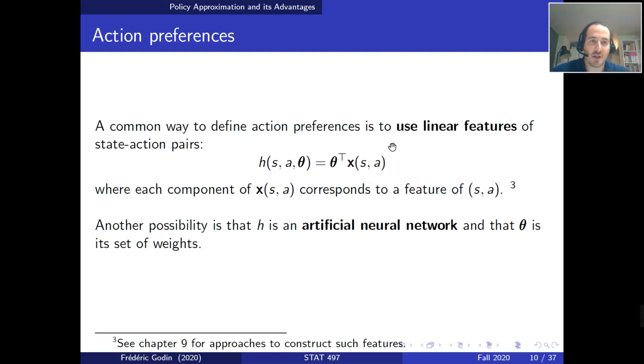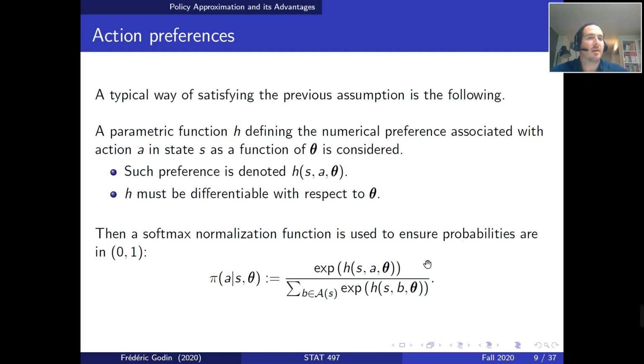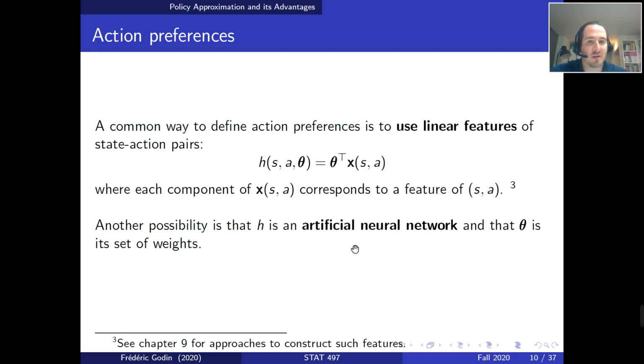Another way to do this, which is becoming increasingly popular in practice nowadays, and many people within the reinforcement learning community are doing this, is to set H as an artificial neural network. H could be a neural network and theta could be the weights of the neural network. So if we go back one slide, if you have neural networks with linear outputs, then you can apply a last softmax operation to ensure that the outputs of the network are between 0 and 1. This is very common in the neural network literature: using this softmax normalization at the end to ensure your outputs are bounded between 0 and 1 and sum to 1.